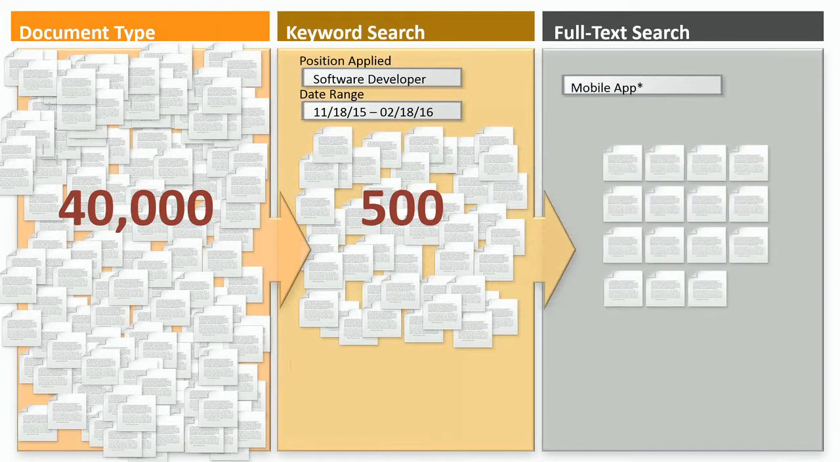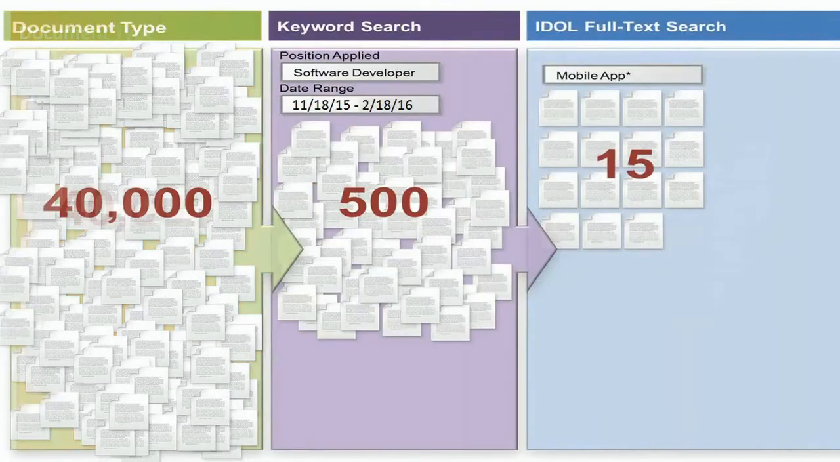Maybe we're looking for somebody that does mobile app development. So if I type in mobile app with an asterisk inside the full text search, now I'm down to 15 candidates. Again, filtering down to more quickly get to the documents that I'm looking for, saving time and money.